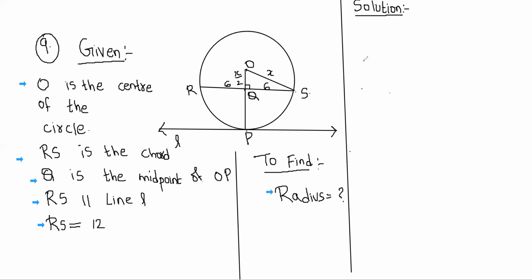How to start with the sum? How to show that OQ is 90° perpendicular? So here we are starting with the step parallel. We know that RS is parallel to line L. It is given in the question. Correct. So RS is parallel to line L. Therefore, angle OQS is equal to angle OPM.